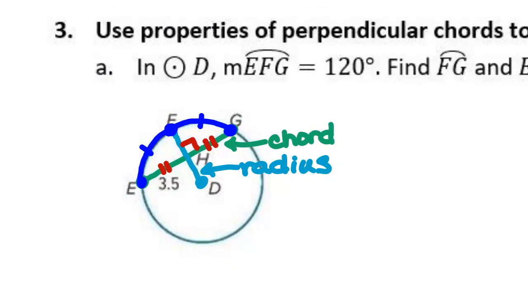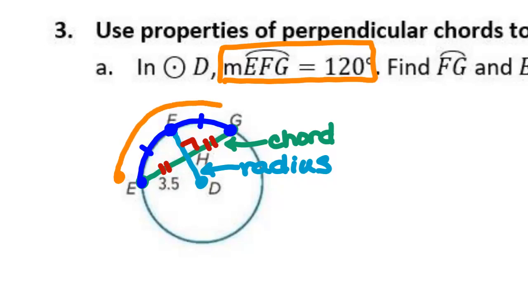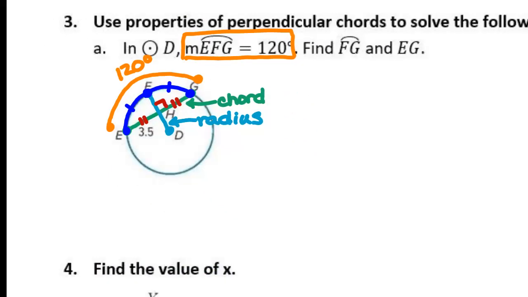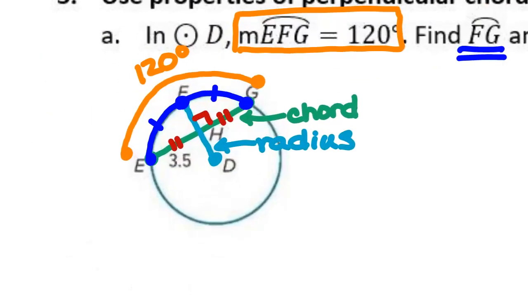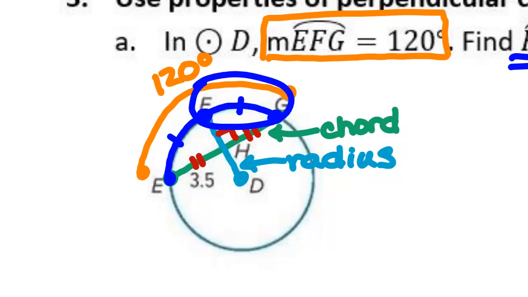All right, let's read what they gave us. It says that arc EFG is 120 degrees. So from here all the way around to here is 120 degrees. And they want me to find the size of arc FG. So they want me to find just this much. If I know the whole arc is 120, how do I find just FG?